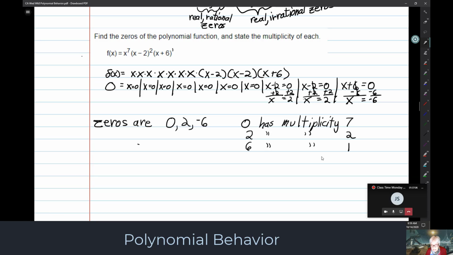Now notice that this 0, x equals 0, has multiplicity 7. X equals 2 has multiplicity 2, and x equals -6 has multiplicity 1. You can clearly do these a quicker way, and I leave that up to your creativity. But if you move too fast, you'll mess it up. So reason through it and do it when you see a homework problem like this. Work it through the long way first, until you get the idea.